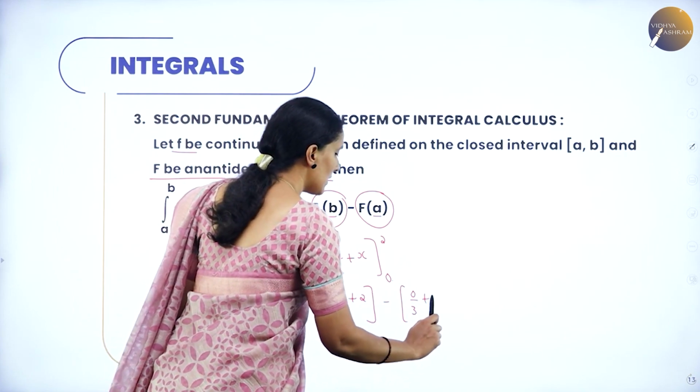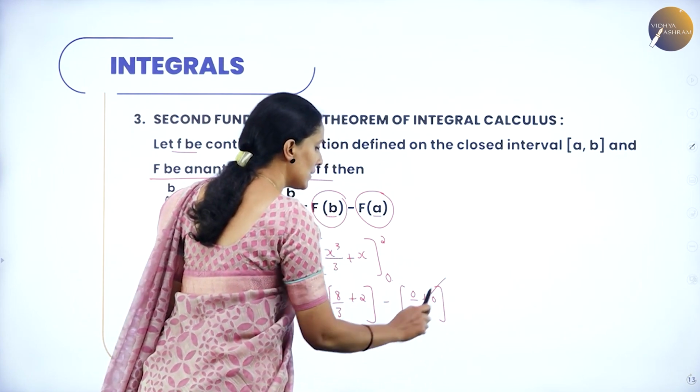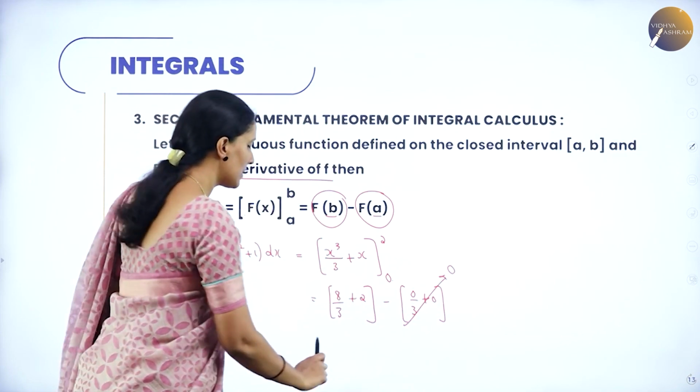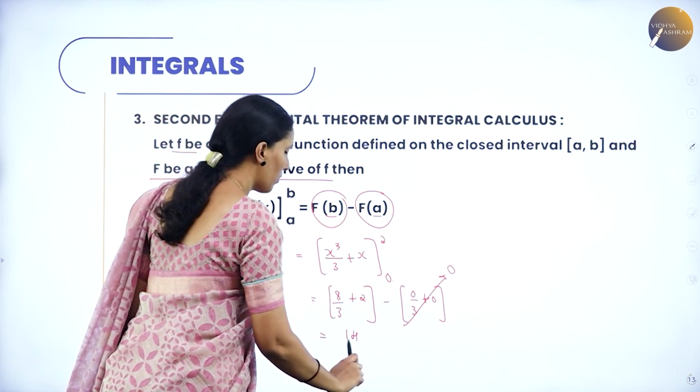So the second one is completely 0 here. This is completely 0. So 3 2s are 6, 8 plus 6, 14. So the value is 14 by 3.